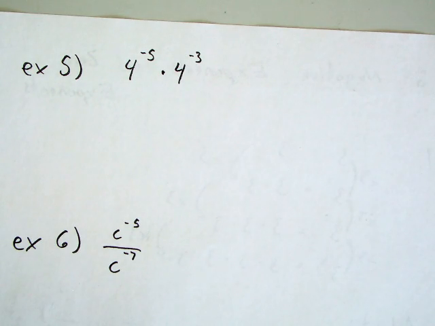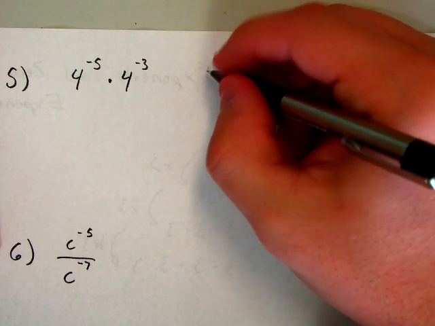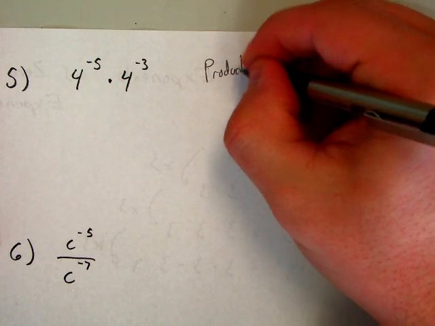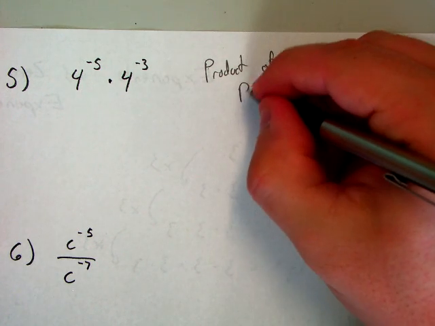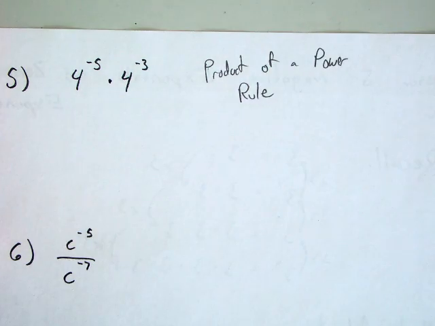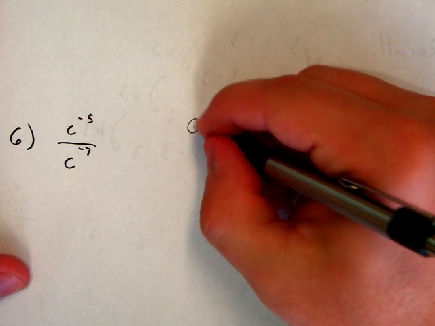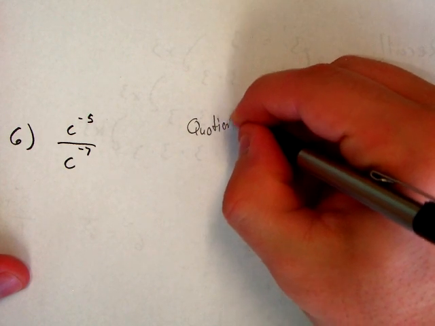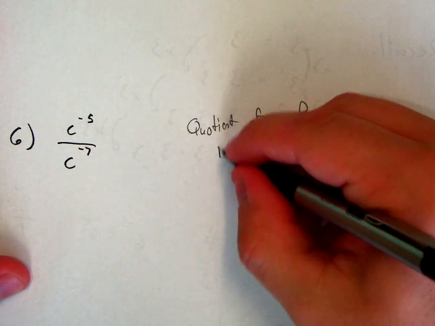Last couple questions. These are going to be taken into account. This is our product of a power rule from lesson 3. And this is our quotient of a power rule.